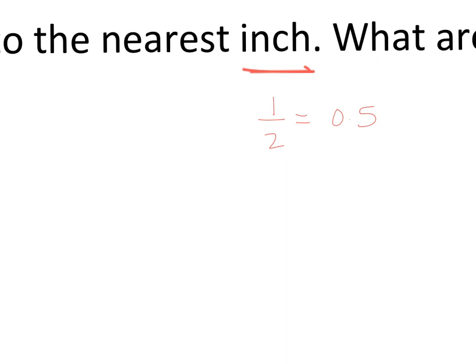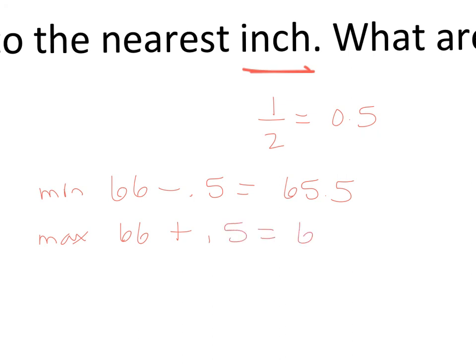Okay, so the height was 66. To find the minimum, I'm going to subtract off 0.5 and get 65.5. To find the max, I'm going to take 66 and I'm going to add the 0.5. And so we end up with 66.5. Again, notice how they're an inch apart. Okay? All right, and that concludes the notes for lesson 210.